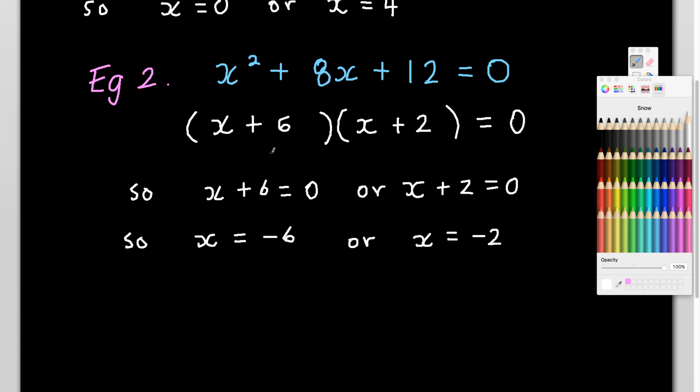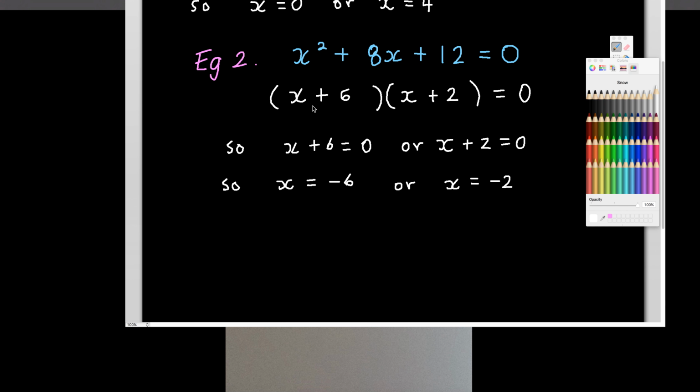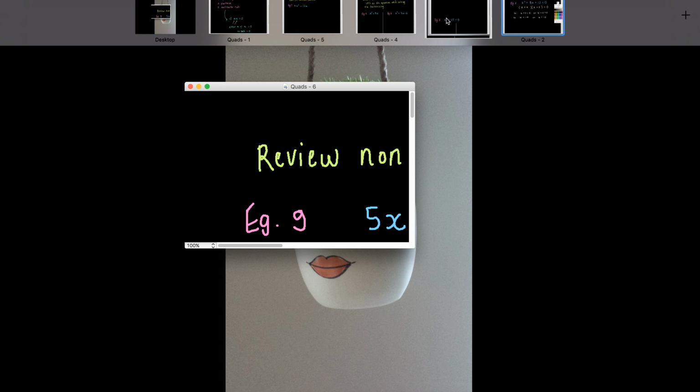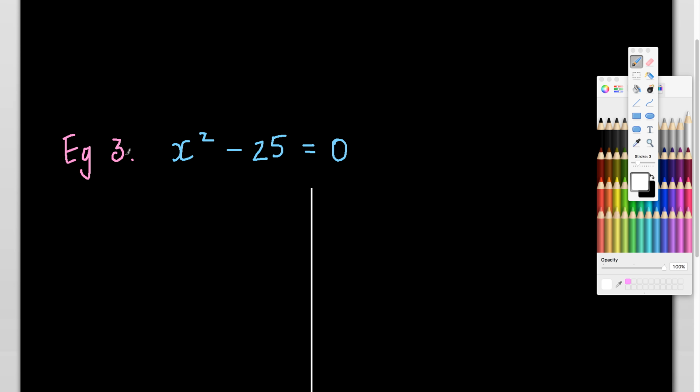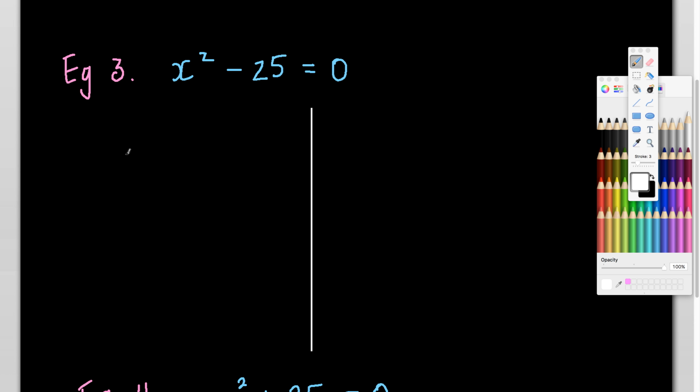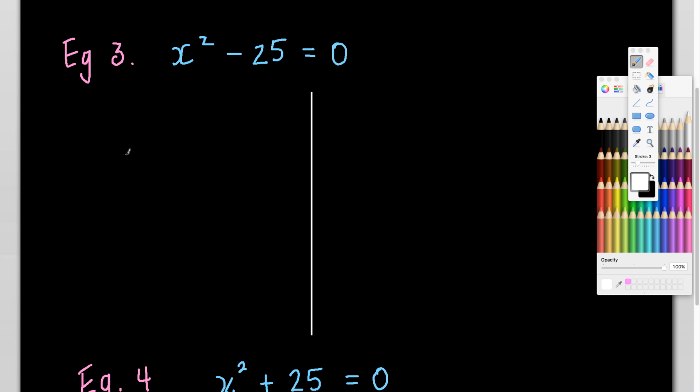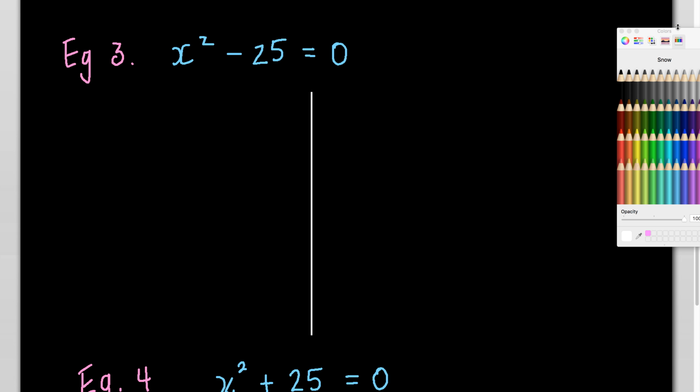Okay, so you will come across a variety of different problems. So I do want to tackle just a couple of different ones if that's okay. Here we've got one, x squared minus 25 equals 0. So it doesn't look exactly the same as the ones that we've done so far. And this one, in fact, we have a couple of different ways that we could go about it.